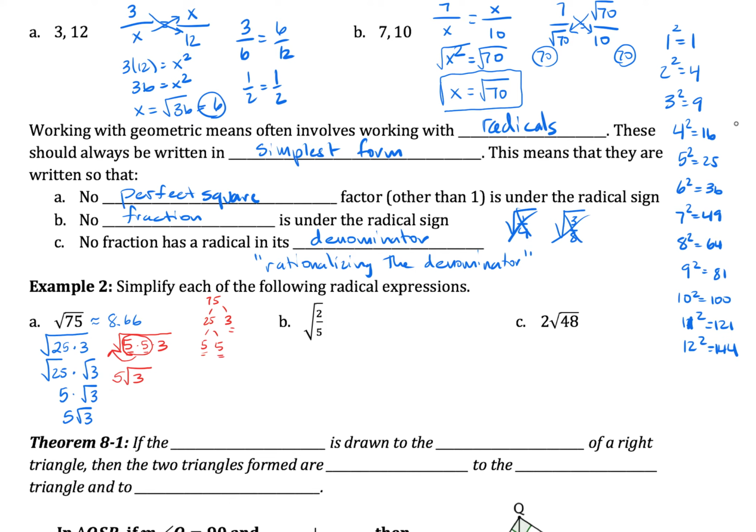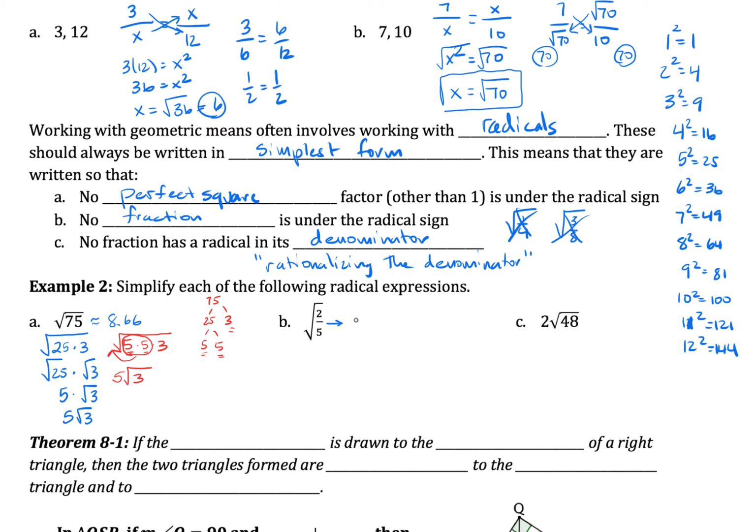Are you going to want to try and find which perfect square factors you might be able to divide by, or are you going to want to do the prime factorization and look for pairs? It's up to you. Now when we come over here to example B, the thing that needs simplifying is we have a fraction underneath the radical sign. So let me show you how we're going to deal with this.